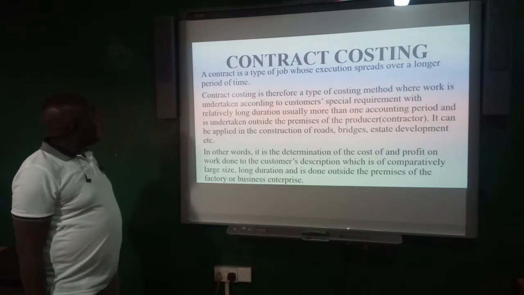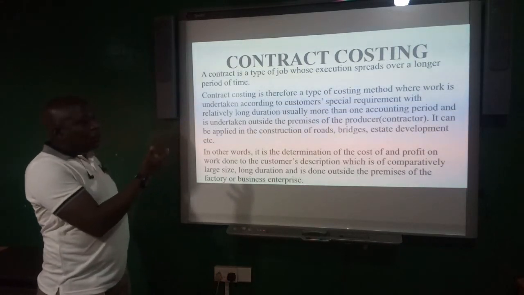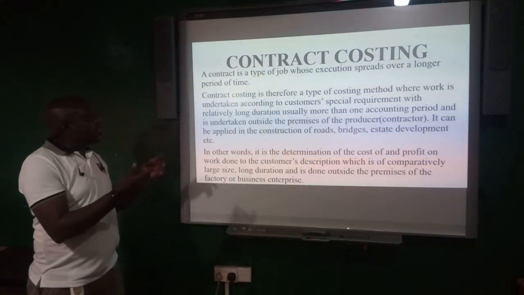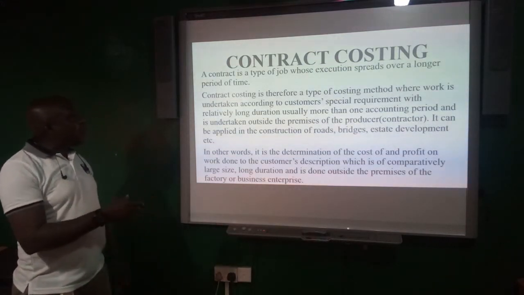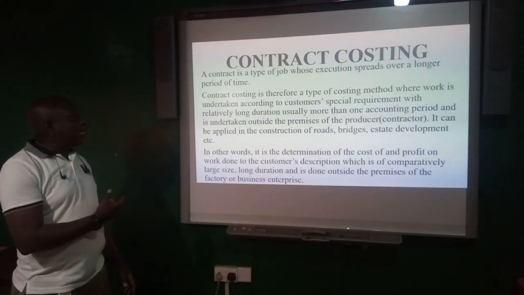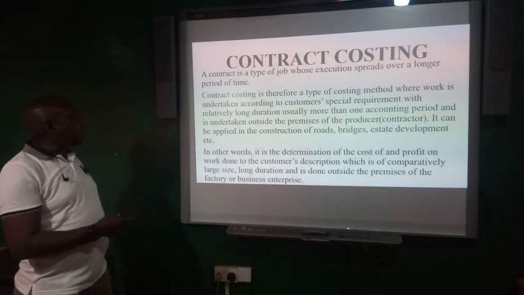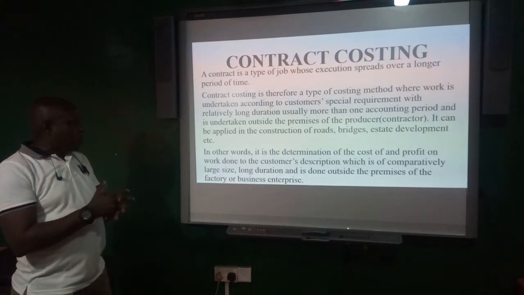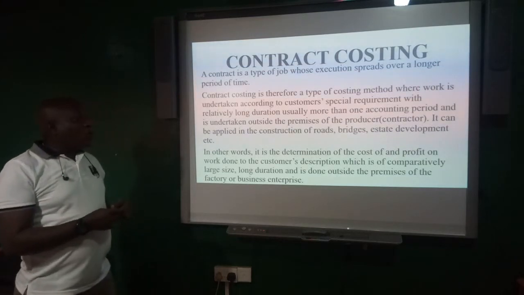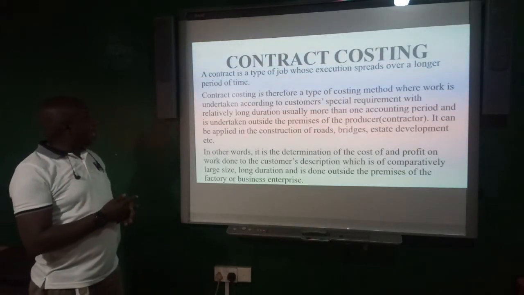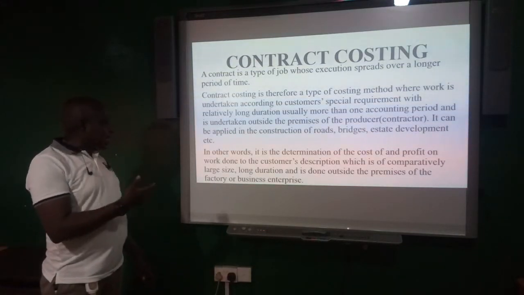A contract is a type of job whose execution spreads over a longer period of time. Therefore, contract costing is a type of costing method where work is undertaken according to the customer's special requirement with relatively long duration, usually more than one accounting period, and is undertaken outside the premises of the producer, who is otherwise called the contractor. It can be applied in the construction of roads, bridges, estate development, etc.